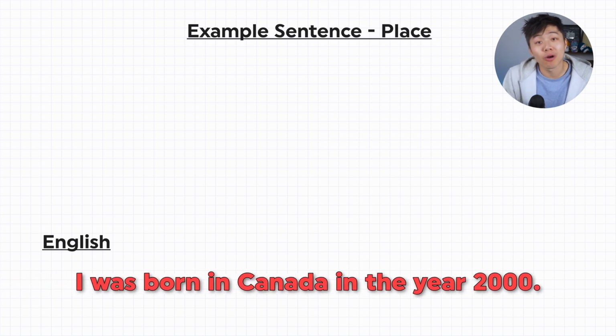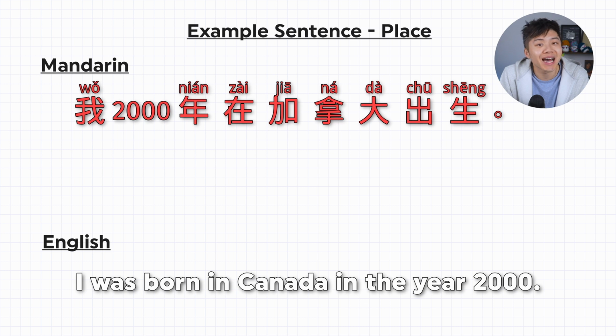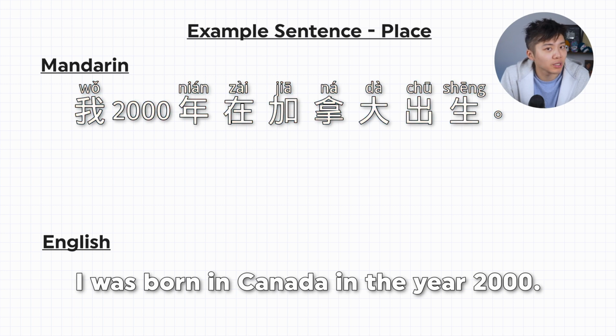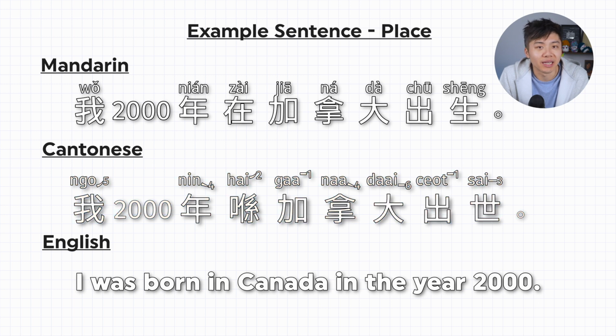Anyway, so I was born in Canada in the year 2000. In Mandarin, 我2000年在加拿大出生. So 2000年 means year 2000. In Cantonese now, 我2000年喺加拿大出世. So we see here the verb is 出生 or 出世, which means to be born, right?